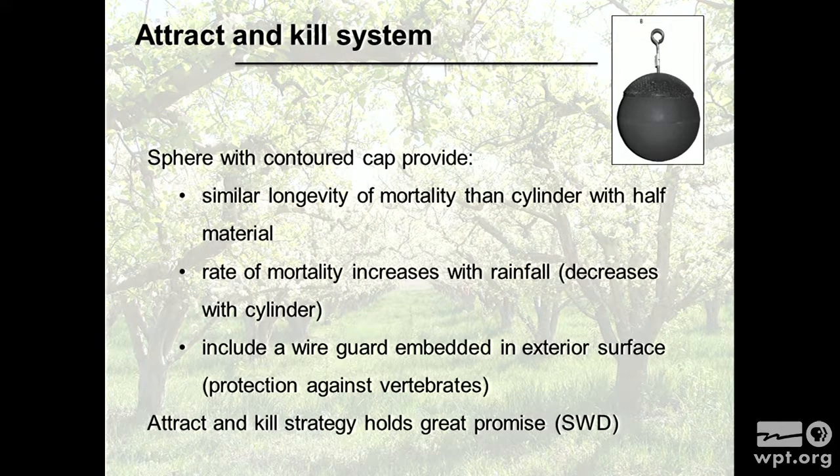So overall, what they found here, and this is the conclusion for this study, is that the contoured cap provides longer longevity, as I showed you in those lab assays. And even with half of the material, it's still as efficient as what you would get with the full amount of material with that cylinder that they were comparing it to. The rate of mortality for those lower concentrations increased with the amount of rainfall. For the higher concentration, it was at 100%, so it can't go any further. But for the lower concentration, it increases with rainfall. And with the cylinder, it was actually decreasing, if you recall the graph, with the amount of rainfall.